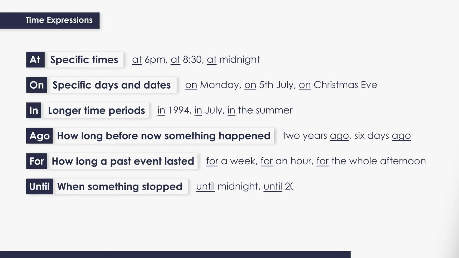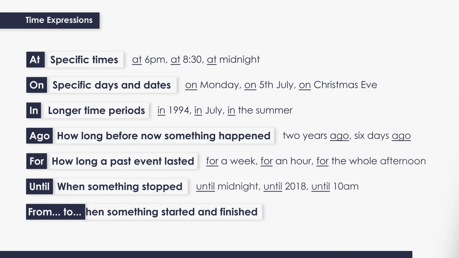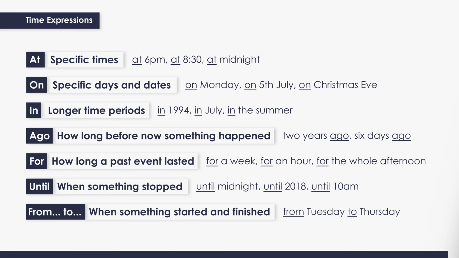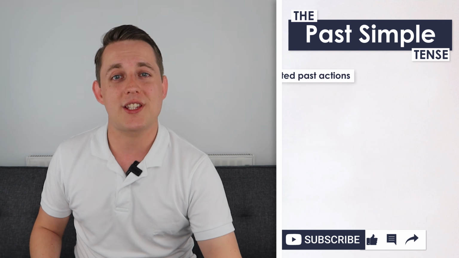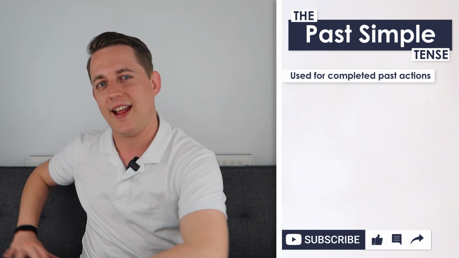She worked there until 2018. She stopped working there in 2018. He stayed in bed until 10 a.m. means he got up at 10 a.m. So until tells us when something ended, but it doesn't tell us when it started. But from and to tell us when something started and finished. I was there from Tuesday to Thursday. He lived from 1916 to 1998. The shop was open from 9 a.m. to 5 p.m.